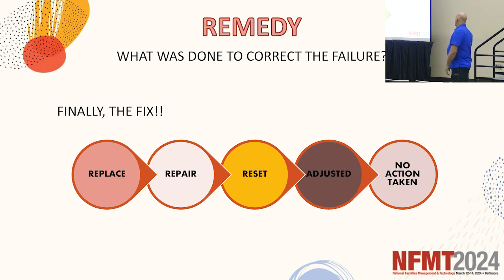Alignment, reset. I just went in and I reset the fuse, or I reset the parameter that was supposed to be happening at that particular moment. Adjusted something. I adjusted a thermostat because it was too cold in that room. Or you could possibly have no action taken. There are going to be those times where it just corrected itself. Now, even if it does correct itself, you want to get back and find out why it corrected itself. You don't want to just let it go because it could be a more catastrophic failure later on.